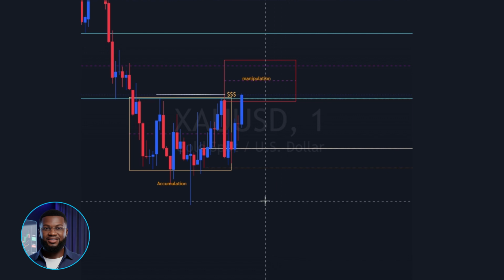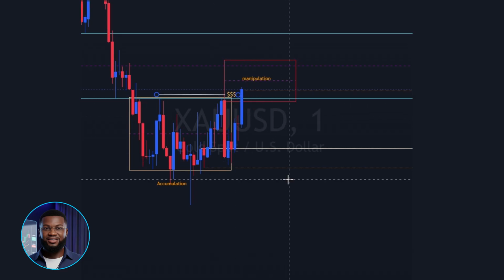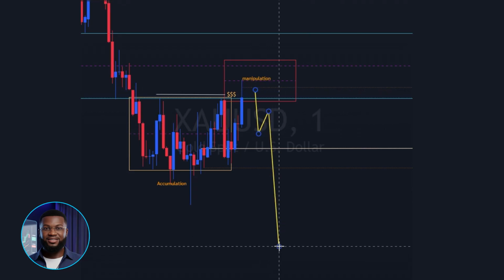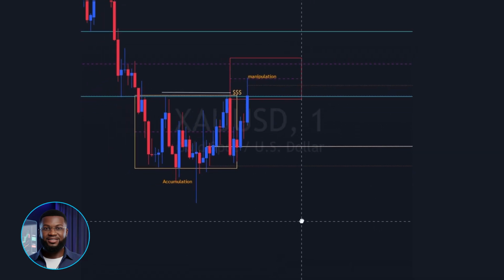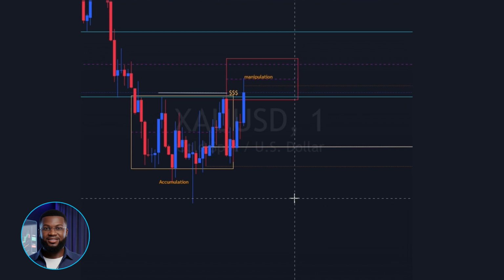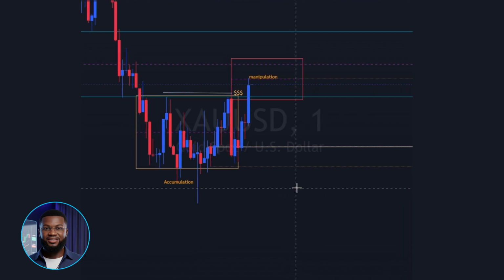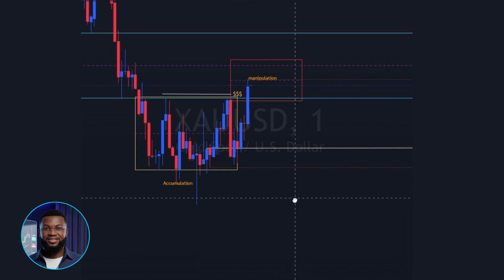Now what do we see? We see price mitigating the manipulation, creating a manipulation, taking out these liquidity highs as we predicted in just these few minutes. So price has taken out this buy side liquidity. Right now, what are we waiting for? After manipulation, we are looking out for distribution. Okay, distribution. Yeah, I'm looking out for a distribution.